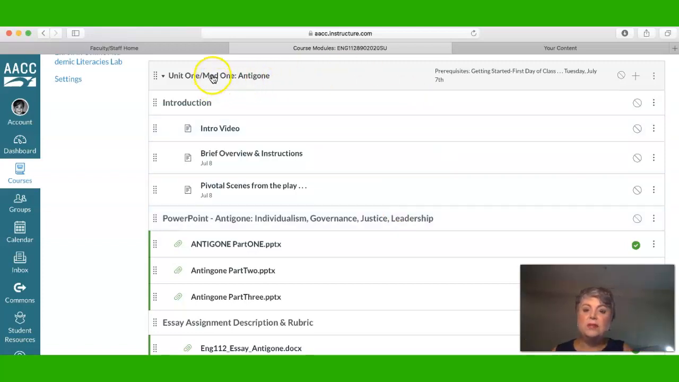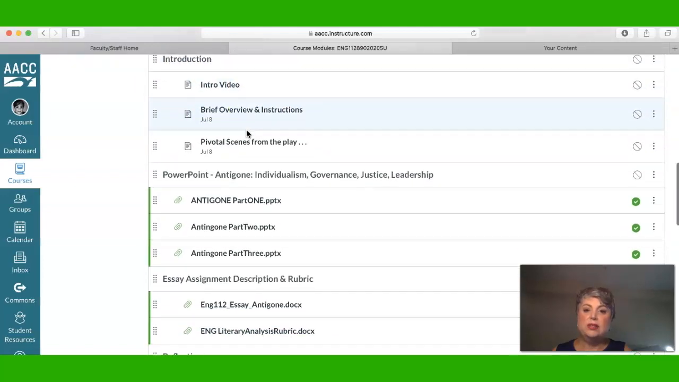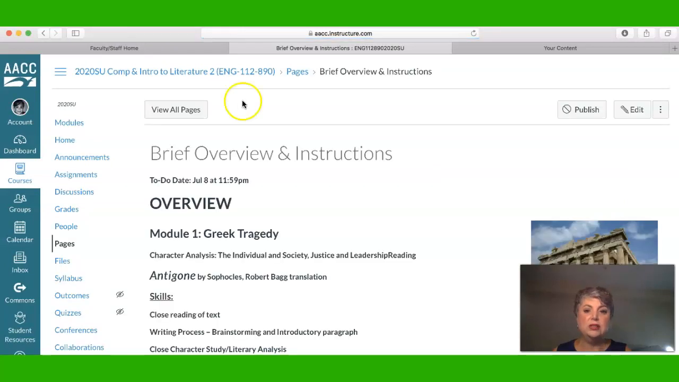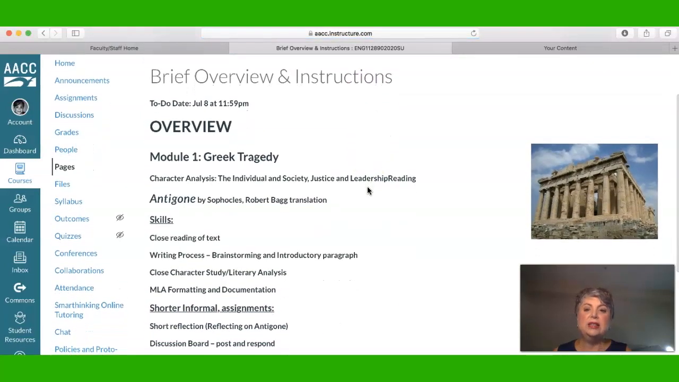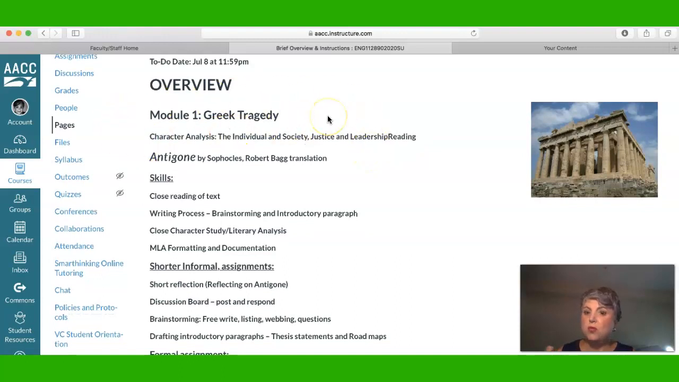All right, I'm going to go to the beginning of the module, Unit 1, Introduction, and click on Brief Overview and Instructions, okay? This is our first page of the module, and normally the modules will start with a brief overview of the learning objectives and general instructions. As you can see from this page, we're working on Greek tragedy, Antigone, a Greek play written by Sophocles around the year 460 BC. So that's generally the genre and the theme, Greek tragedy.